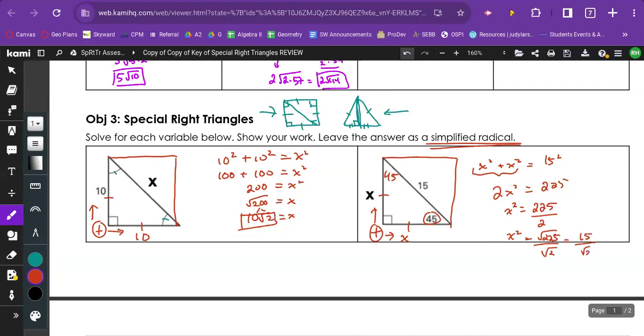And then we need to rationalize the denominator. So we'll copy, paste, and delete. We'll multiply both numerator and denominator by root 2. So this is going to get me 15 root 2 over 2. That's my final answer. So that means that x is 15 root 2 over 2.